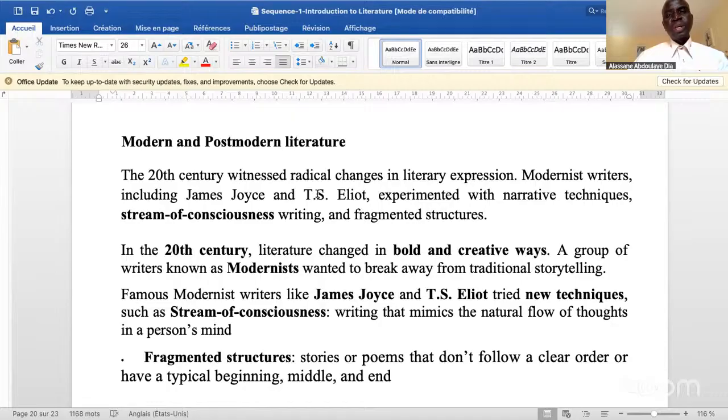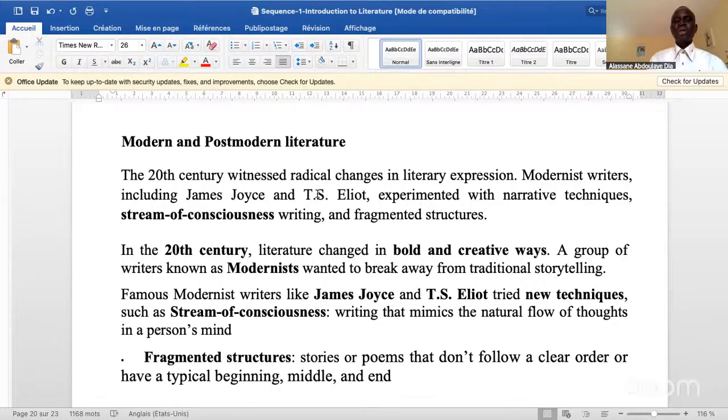So the 20th century witnessed radical changes in literary expression. What does it mean? In the 20th century, there were radical changes in literary expression. So modernist writers, including James Joyce and T.S. Eliot, experimented with narrative techniques, stream of consciousness writing and fragmented structures. Stream of consciousness means courant de conscience, ou bien flux de conscience in French. So in the 20th century, what does it mean? It means literature changed in bold and creative ways, in a very extraordinary way.